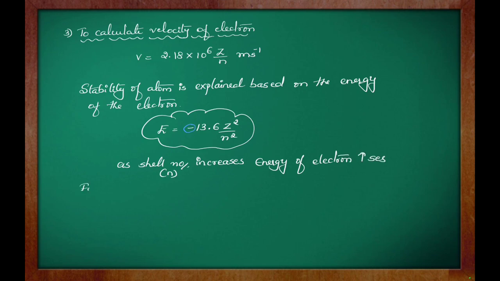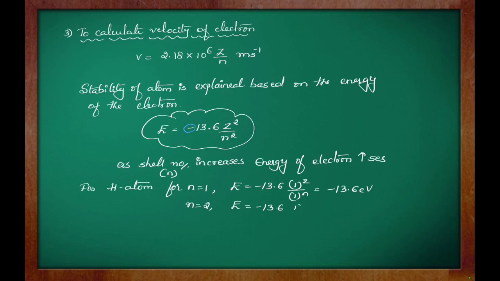For example, if I consider hydrogen, for the first shell, means for n is equal to 1, energy is given by minus 13.6. The atomic number for hydrogen is 1 and value of n is 1. So energy is minus 13.6 electron volt. As I increase the shell number, now if I take n is equal to 2, value of energy is given by minus 13.6 into 1 square divided by 2 square, and the value comes out to be minus 3.4 electron volt. So here we can see that as the shell number increases, energy of electron increases.